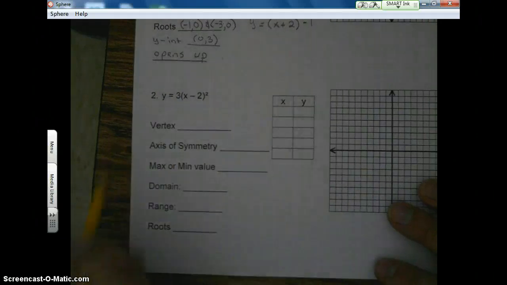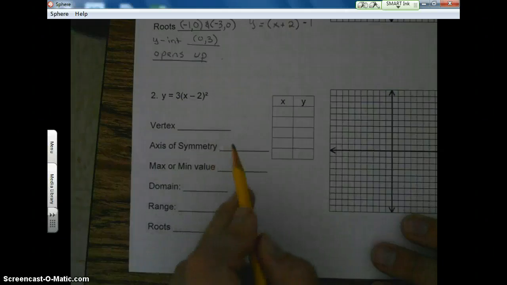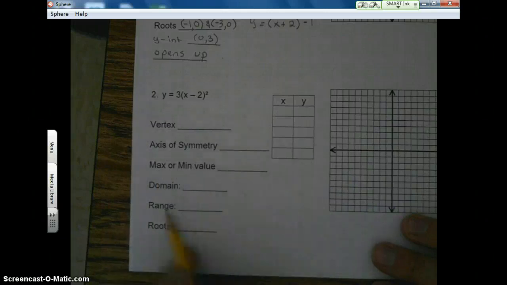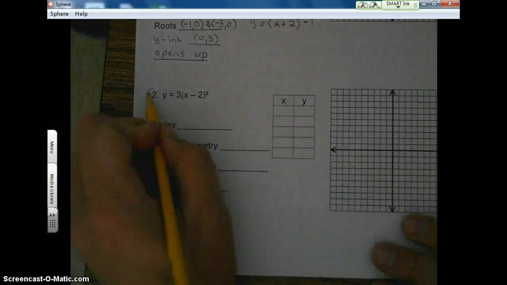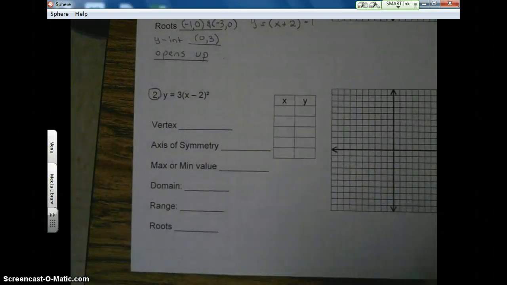Vertex form. Okay, I'm going to let you fill in the vertex. You should be able to fill in the axis of symmetry. You should be able to do max and min. Everything, all of this you should be able to do. So I'm going to skip this problem. I want you to fill this out the best you can. Just take a couple minutes and fill it in the best you can. Don't spend a lot of time on it. Just try to fill it in.